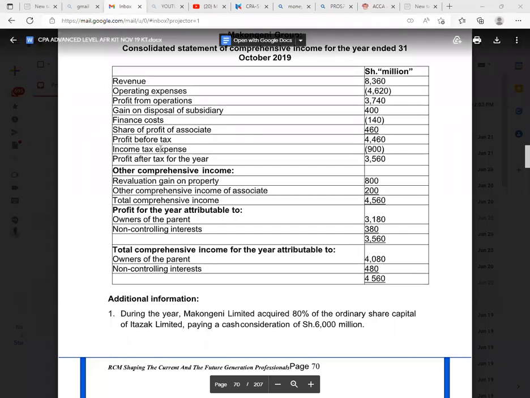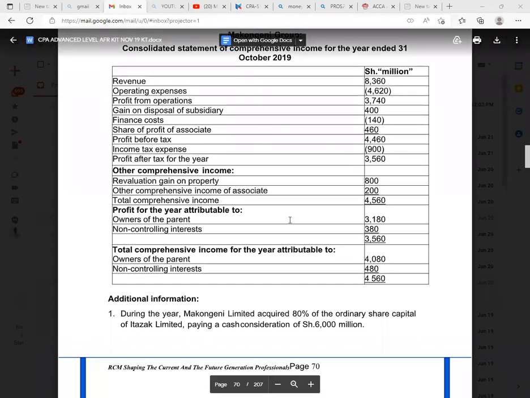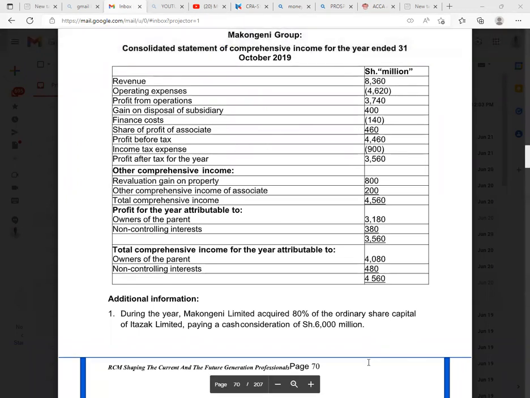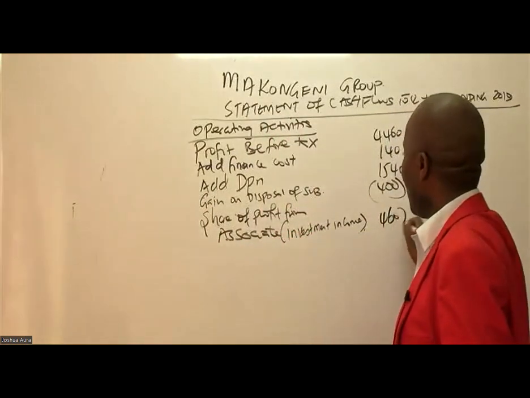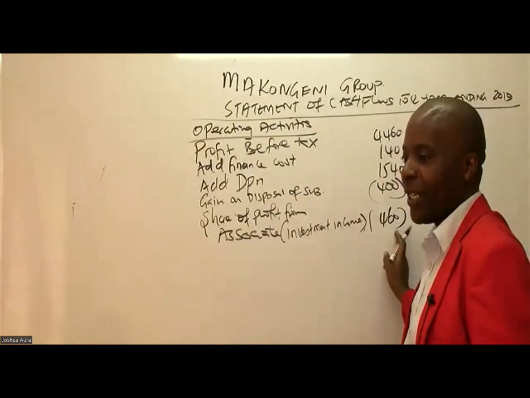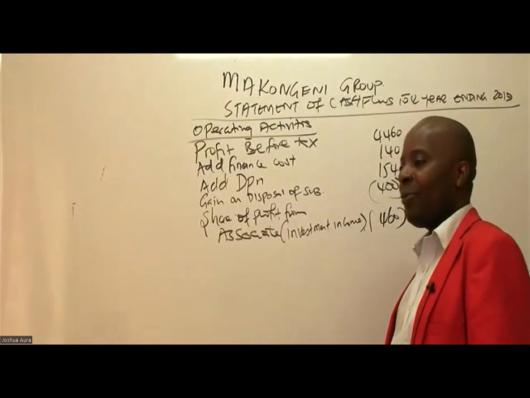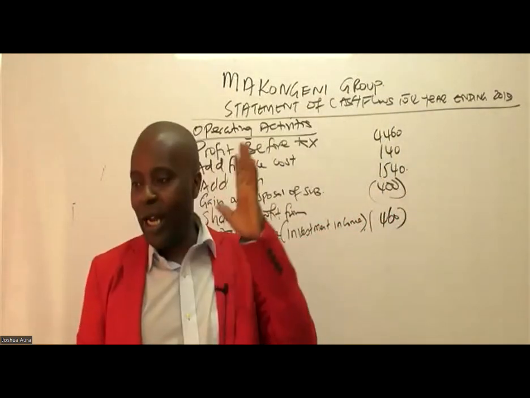So, how much do we have here? We have a share of profit, 460. So it is a profit added here, so we need to do what? To subtract. Are we together up to here?